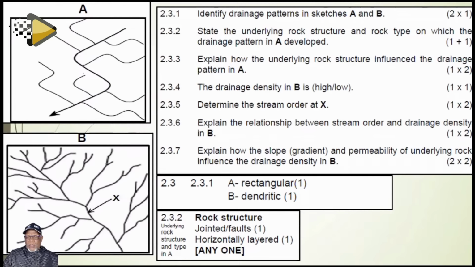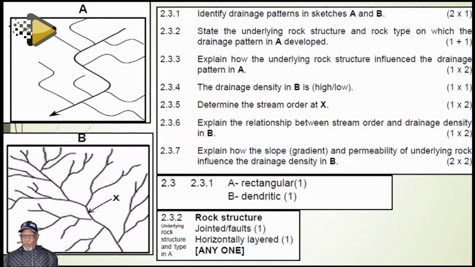2.3.4 Drainage density in B is low or high. Drainage density in B is higher than the drainage density in A. Explain the relationship between the stream order and drainage density. The relationship is that when the drainage density is higher, the stream order will always be higher as well. And when the drainage density is lower, the stream order will also be lower.